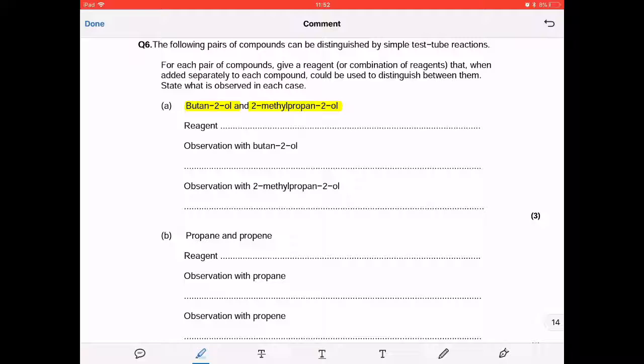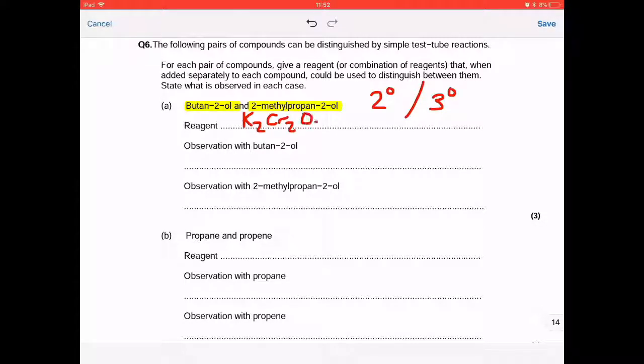What you have to identify here is that butanol is a secondary alcohol, whereas 2-methyl propan-2-ol is tertiary, so one will react and the other won't when it is exposed to potassium dichromate with an acid. So acidified potassium dichromate is your reagent. You need to put the acidified bit in, otherwise you do fall foul of losing a mark there, but you can continue to get the other two.